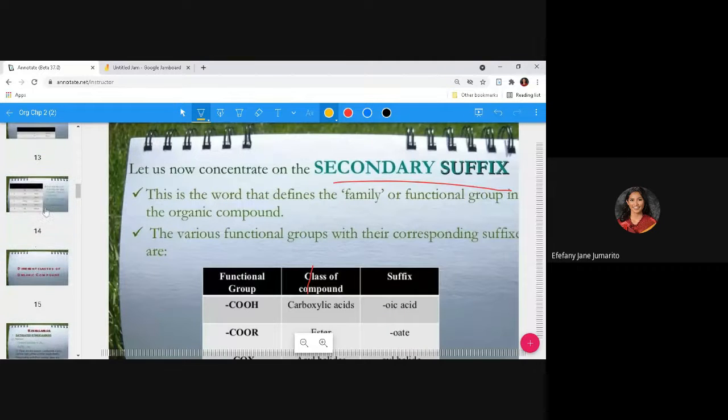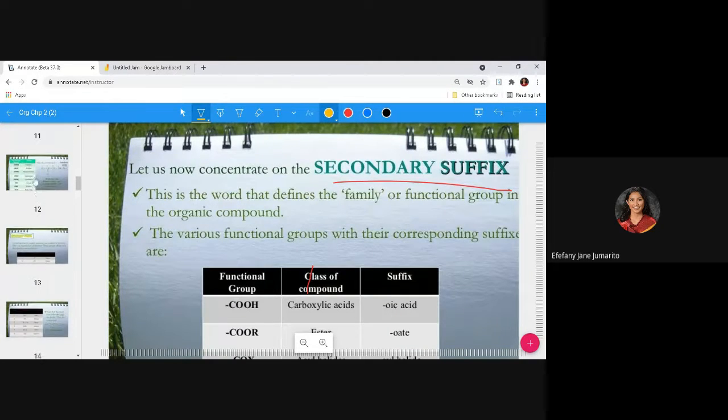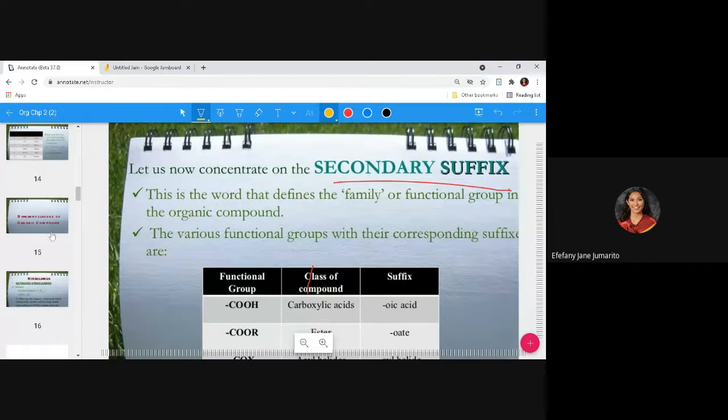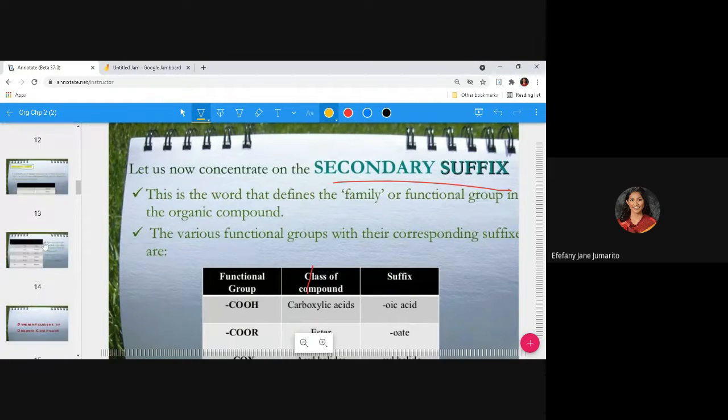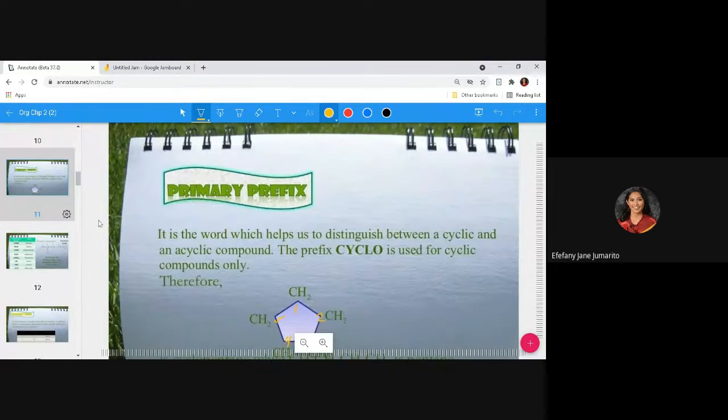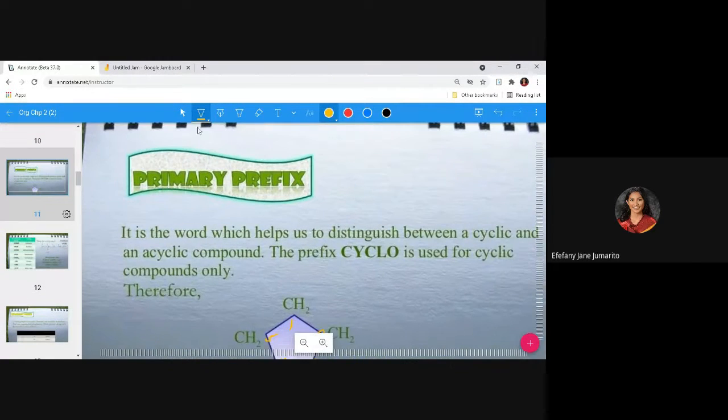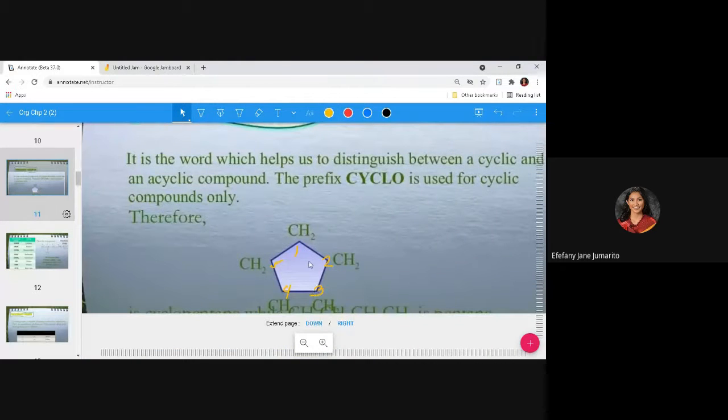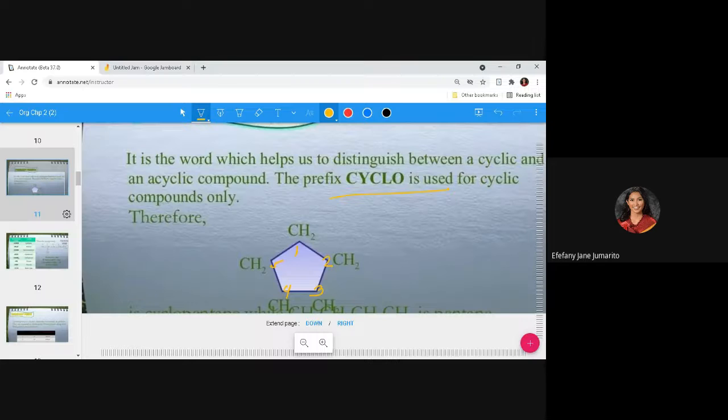So it's a pentane because it's only single bond, and then because it's a ring, we put the word cyclo. Okay, so cyclopentane. So that is your cyclopentane. Okay, kinsay correct? Kinsay naka-check na cyclopentane siya? Raise lang og hand. Okay, si Ivan.